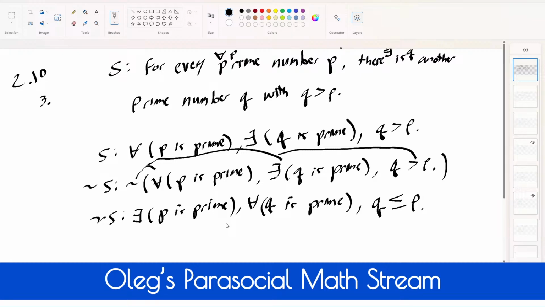There exists a prime number P for all prime numbers Q, where P is greater than or equal to Q. That doesn't sound like a negation. Maybe that's the problem, I might not need to flip that sign. There exists a prime number P for all prime numbers Q where P is less than or equal to Q. How does that sound?